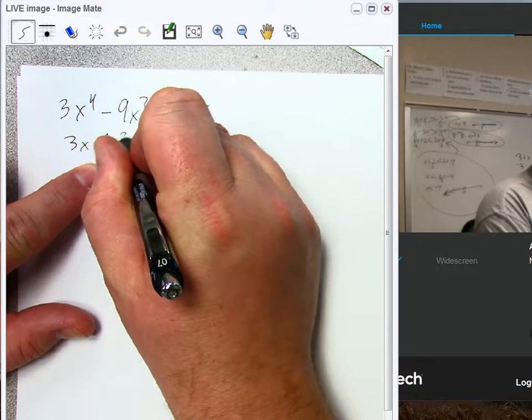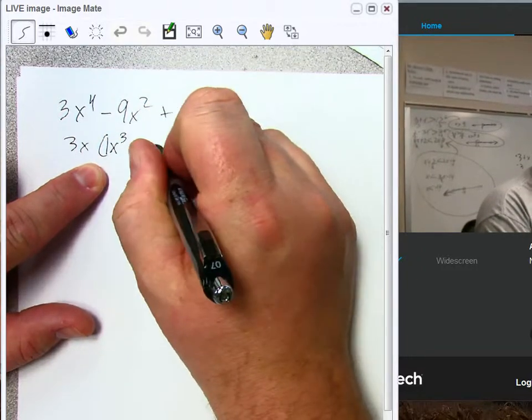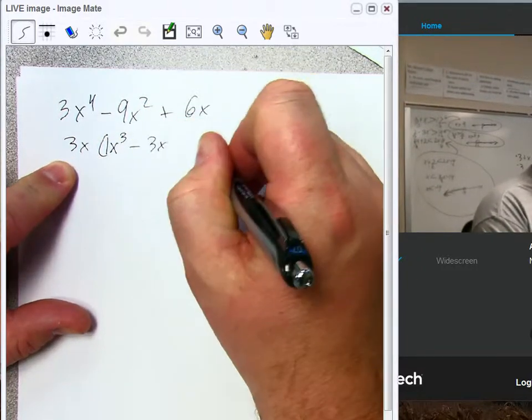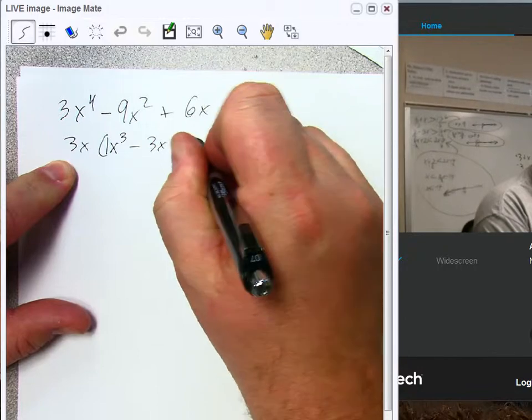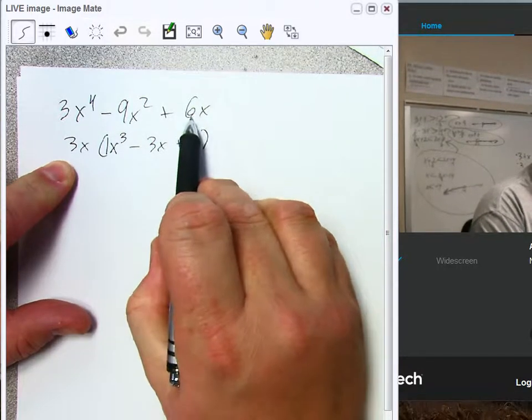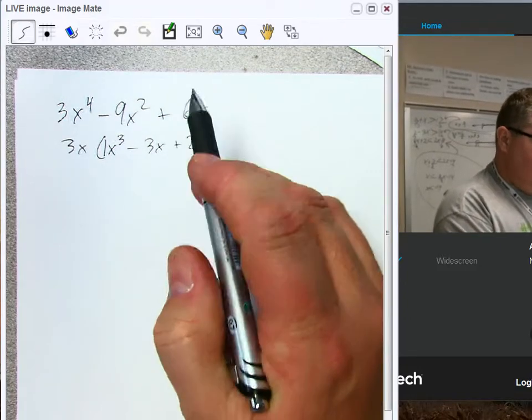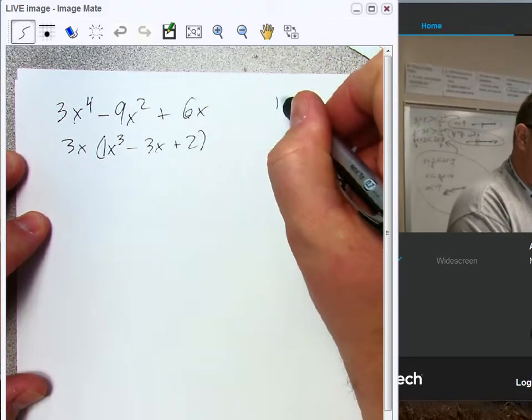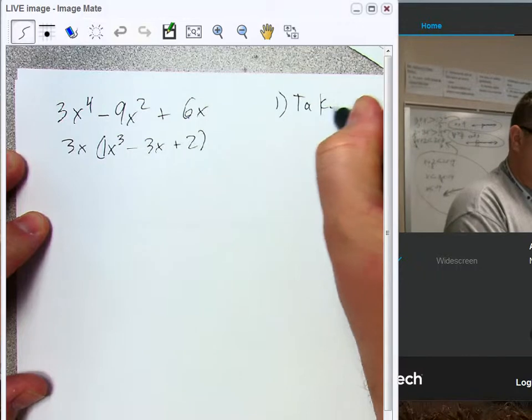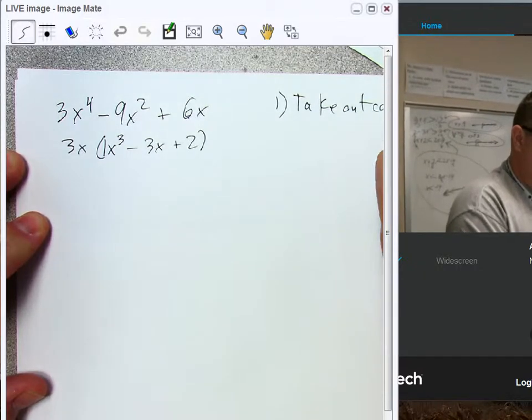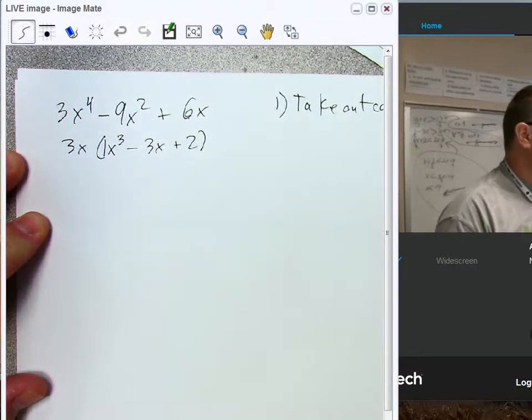1x cubed minus 3x. Do you buy that? Plus 2. Now, it's going to be 2 because you got to take the 3 out of the 6. Turns into 2. Take the x away. And so you get this. This is step number 1. Take out common. Take out common.